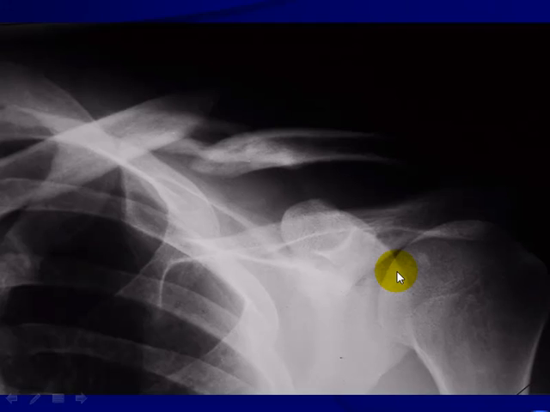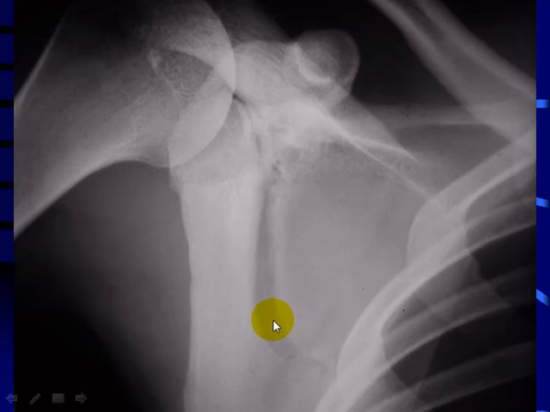This is an example of a fracture through the mid-clavicle. Very common injury and pretty obvious. Multiple fragments, comminuted fracture. And this is a fracture through the main portion of the scapula. You can see a fracture that involves the glenoid articular surface. The fracture extends into the body of the scapula.